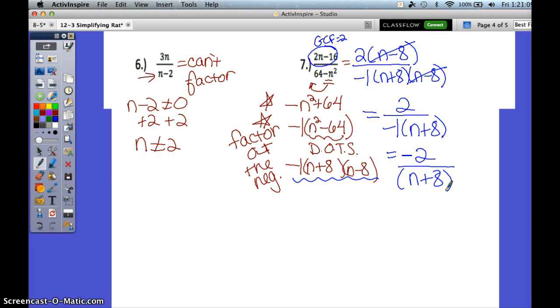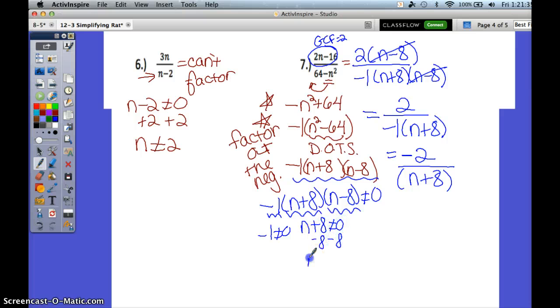We didn't find our excluded values yet, so let's go ahead and do that. So we know that this whole denominator that we already factored, the negative 1 times n plus 8 times n minus 8, is not allowed to equal 0. And again, each factor cannot equal 0. So negative 1 cannot equal 0. Well, that's always true. N plus 8 is not allowed to equal 0. Subtract 8, subtract 8. So n is not allowed to equal negative 8. And n minus 8 is not allowed to equal 0. Add 8, n is not allowed to equal 8 either.